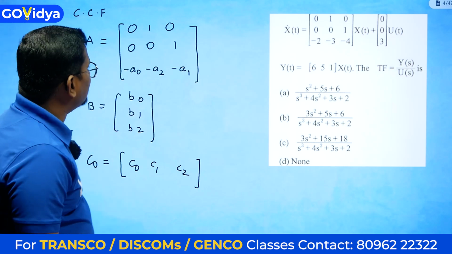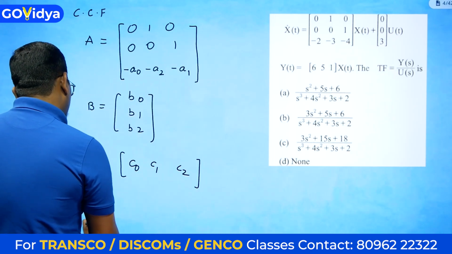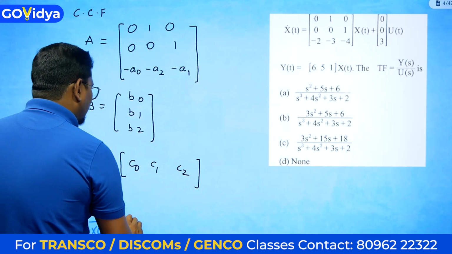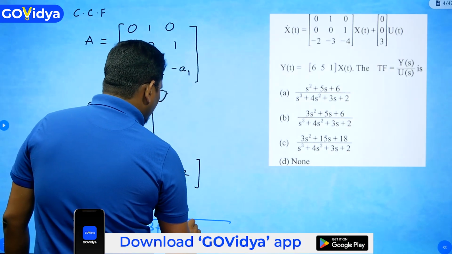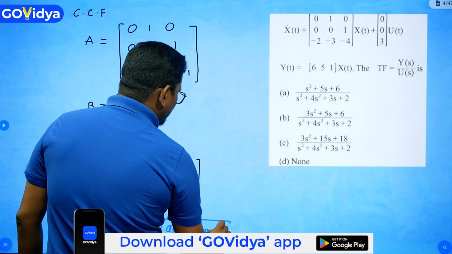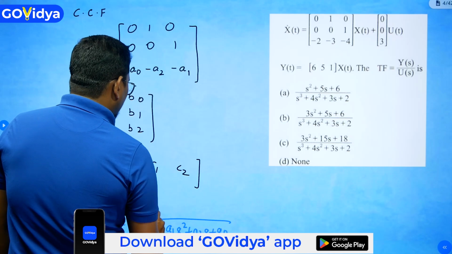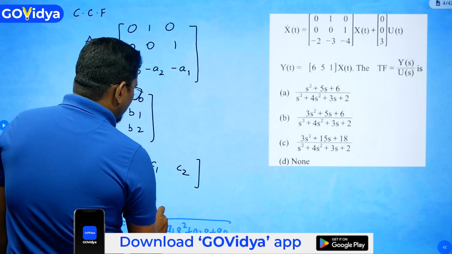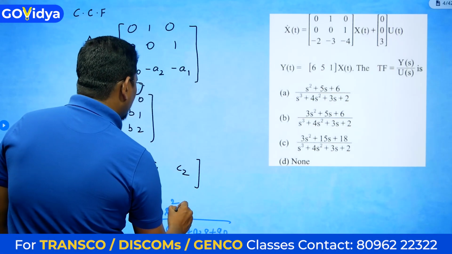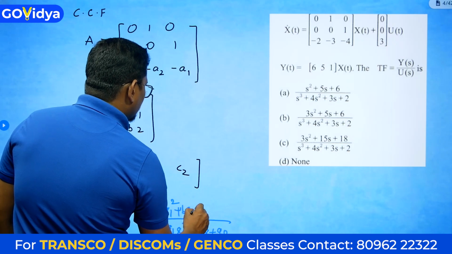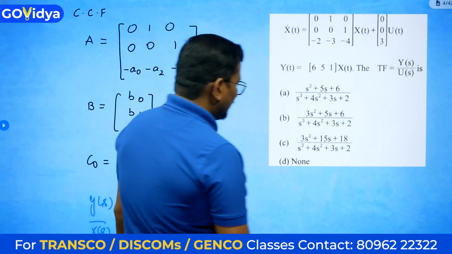So how generally are we going to represent this? For the characteristic equation, which is nothing but y of s by x of s, let us say for a third order equation, s cube plus a2 s square plus a1 s plus a0, and in the numerator we can say b2 s square plus b1 s plus b0, like that. So now we will directly compare that.